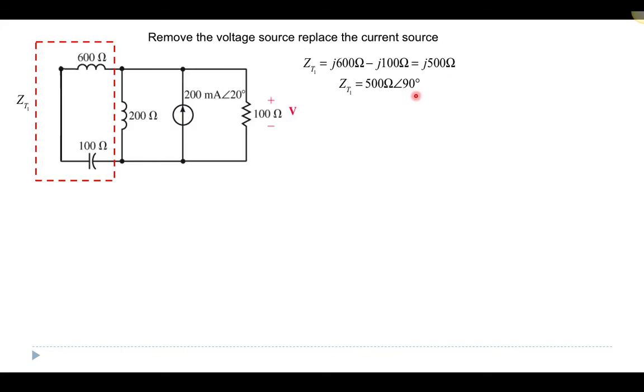And of course I can write that in phasor notation. So basically the inductor is dominating here, right? Because I end up getting a positive value and a positive 90 degrees.